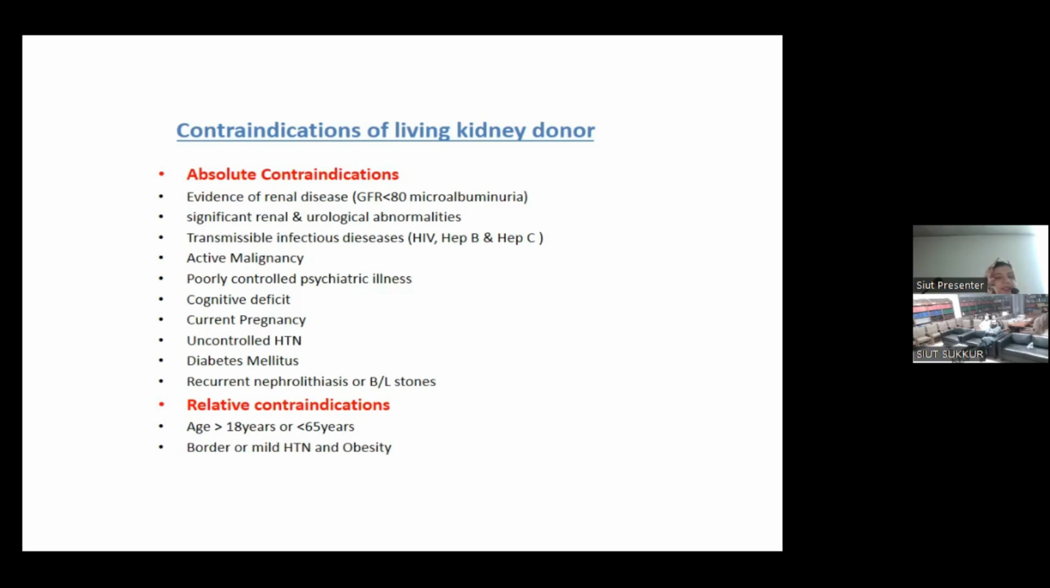Is there any active malignancy? Is there poorly controlled psychiatric illness in the donor? Any congenital deficit? If the donor is pregnant currently, uncontrolled hypertension, diabetes mellitus, and recurrent nephrolithiasis or bilateral renal stones. There are some relative contraindications as well, like for example, if the age is more than 65 years or less than 18 years, and if there's borderline or mild hypertension and obesity.